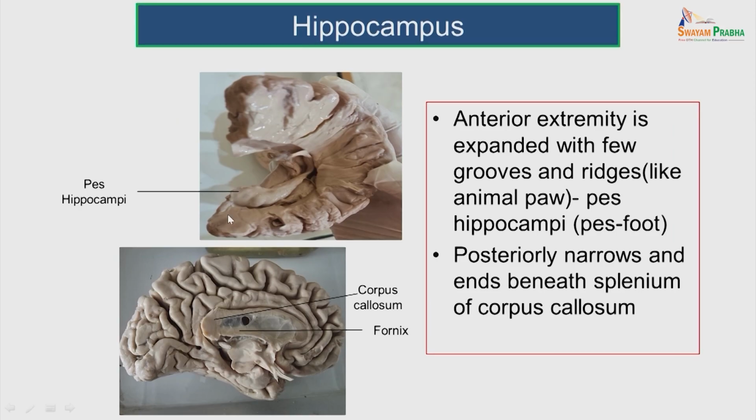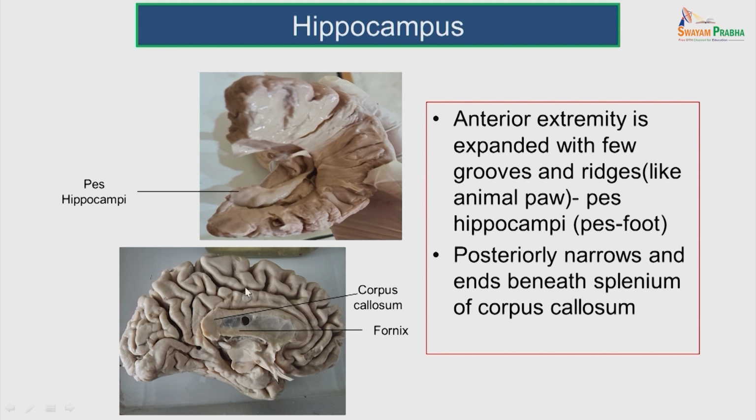So, here you can see this is the hippocampus. You can observe that the anterior part of it is expanded and you can observe some grooves and ridges like an animal paw. That is why this part is called the pes hippocampi, because it resembles the foot of an animal. That is the anterior part.